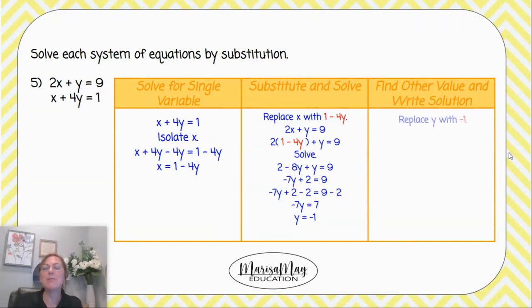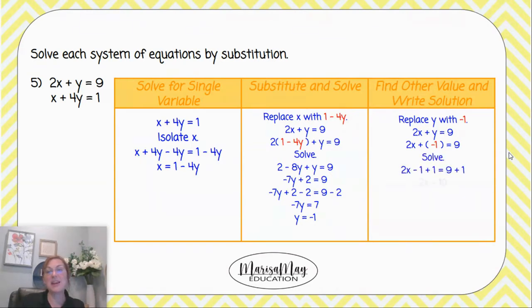So now we're going to replace the y with a negative 1. You can choose to do this in either of the equations. It doesn't matter which one. I chose the 2x plus y equals 9. So I'm going to replace the y here with a negative 1. And then I'm going to solve for x. So I'm going to add 1 to both sides.